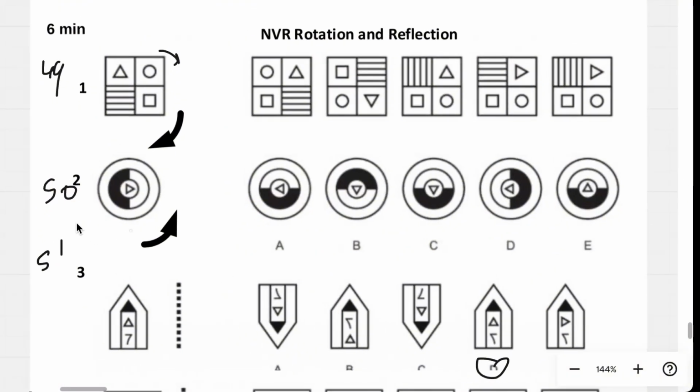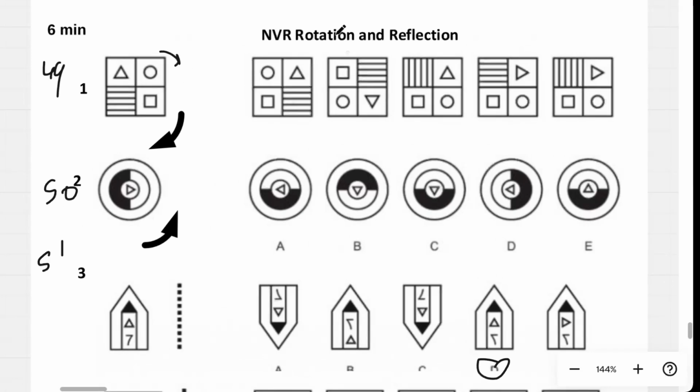Question 49, we have a rotation. This is going to point to the right hand side, and that circle is going to look like that, the triangle is going to look like that. And then these stripes are going to be vertical when you rotate them, which means the only one that this one can be is E.